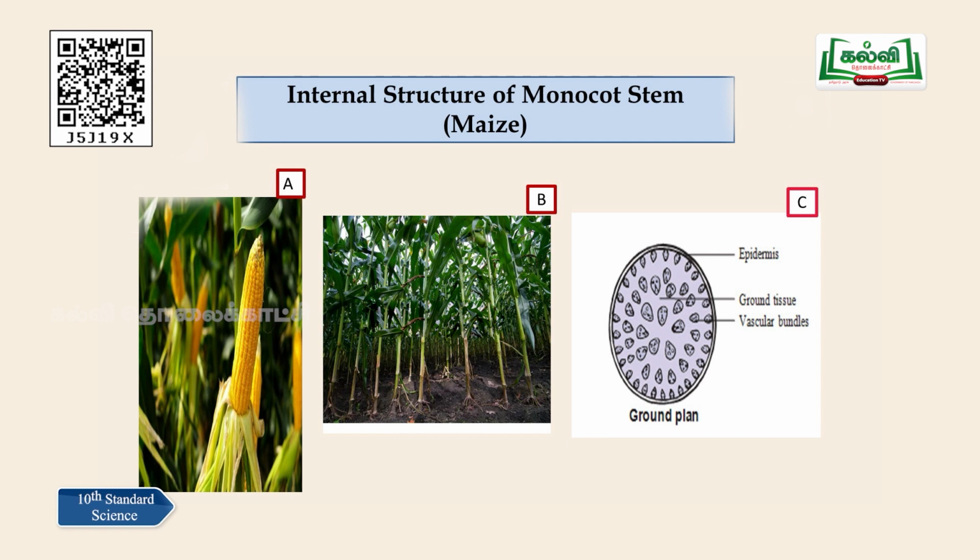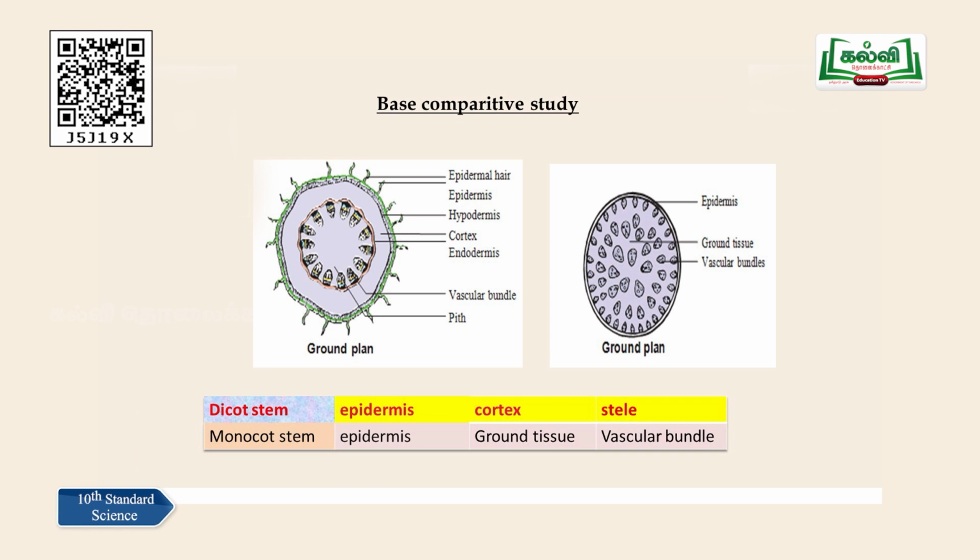Here it is not divided into cortex as it is shown in dicot stem. Here only 3 major things: epidermis, ground tissue, and vascular bundle. Now, compare the diagram of a dicot stem and a monocot stem. In a dicot stem, we have epidermis, cortex, and stele. In a monocot stem, we have epidermis, ground tissue, and vascular bundle.